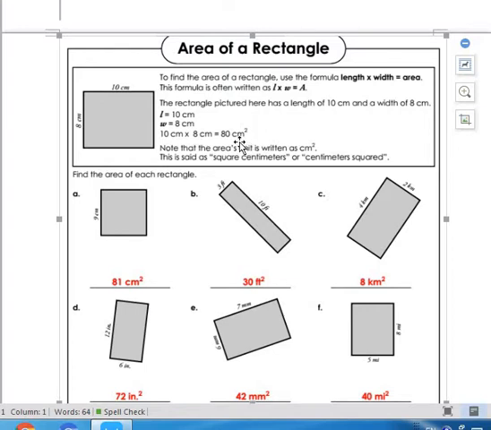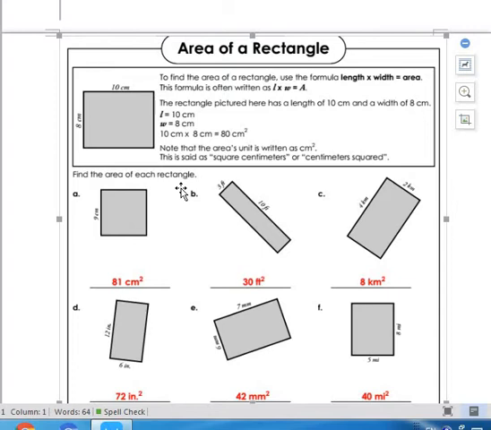Do you remember, my dear students, in the last year, what should we do if we have this rectangle, and inside we have square cubes? Do you remember the square cubes? We were counting the squares inside to know the area. So it's called square centimeters. Note that the area's unit is written as square centimeters. This is said as square centimeters or centimeters squared. I can say square centimeters or centimeters squared.